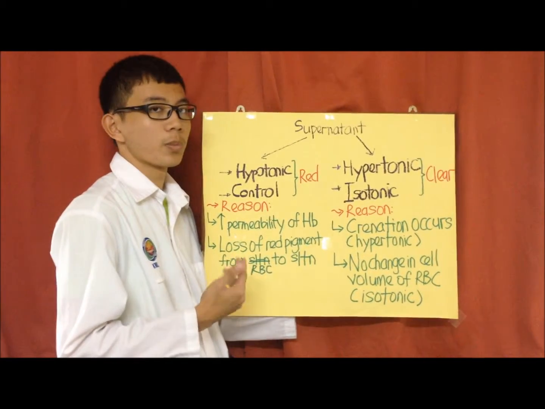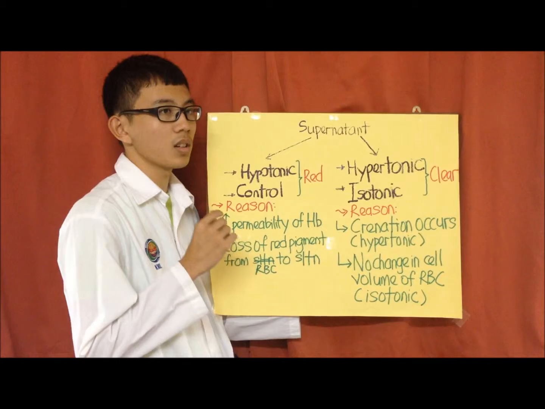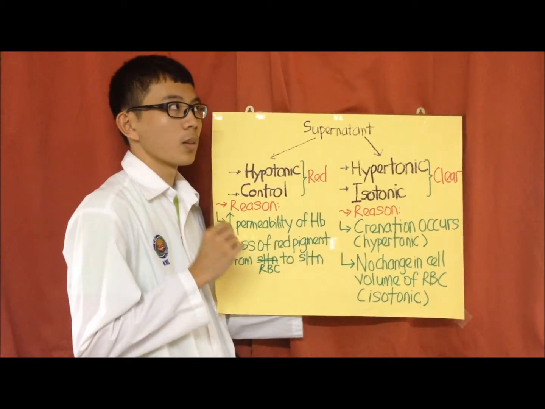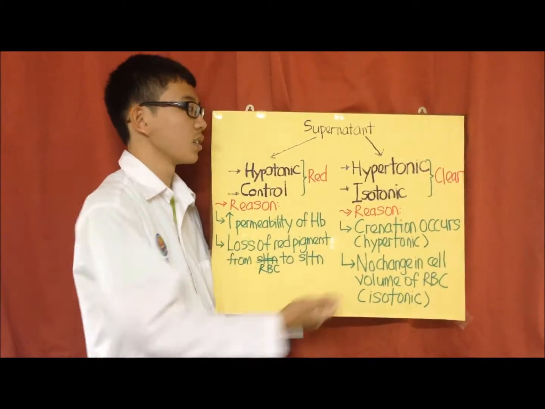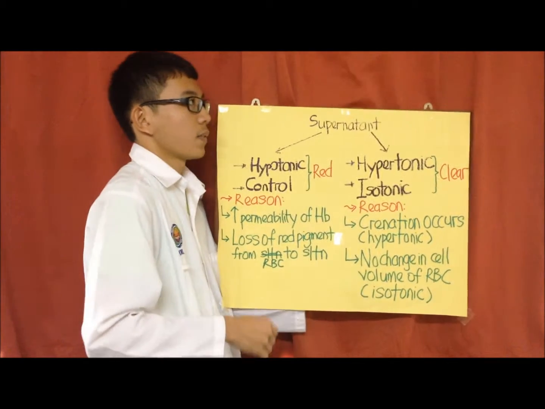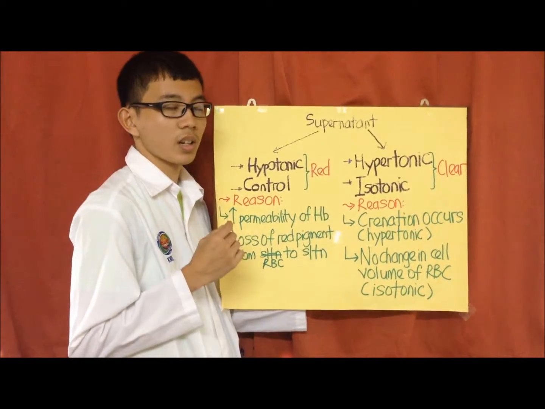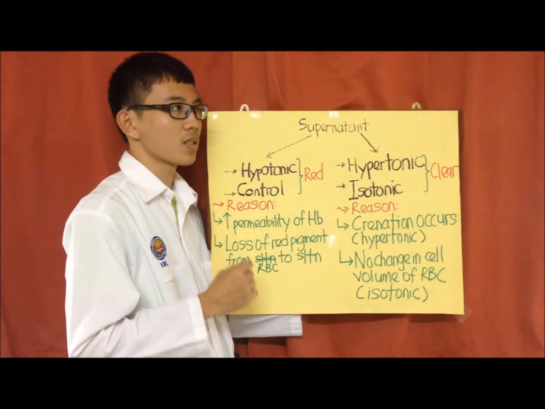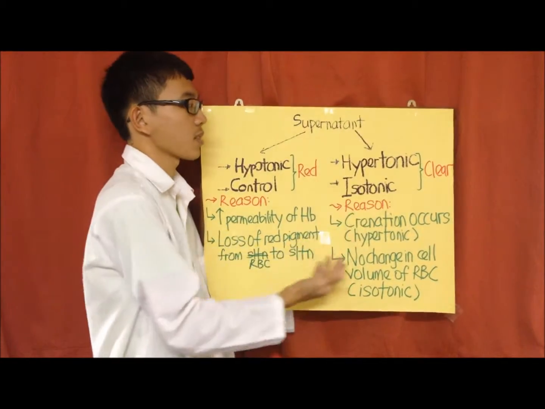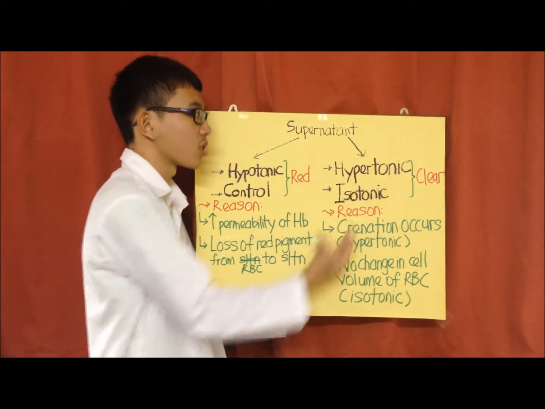So from the previous table, you can see that there was only a small percentage of hemolysis of RBC occurring in both solutions. It was also important to note that the percentage of hemolysis of RBC in an isotonic solution was higher than that in the hypertonic solution.